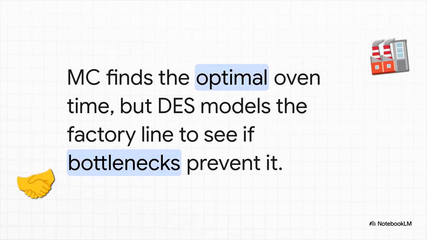And here is a perfect example of how they create some real magic together. Imagine a factory. You could use a Monte Carlo simulation to figure out the absolute perfect optimal curing time for a product in an oven to minimize defects. That's a settings problem, right? But what if there's a huge bottleneck at the very next station on the assembly line? Your product could get stuck in that oven for way too long, ruining it, even if your setting was technically correct. You need discrete event simulation to model the entire factory process to make sure the line can actually handle that optimal time. See how they work together?